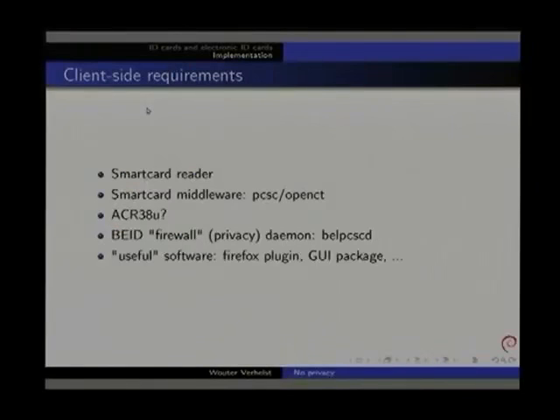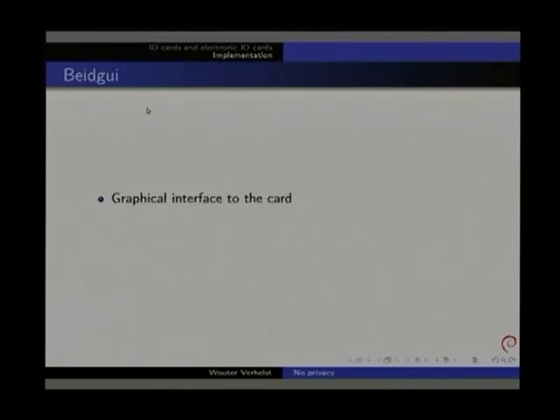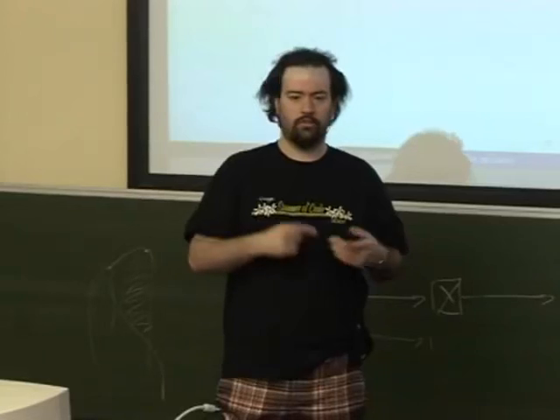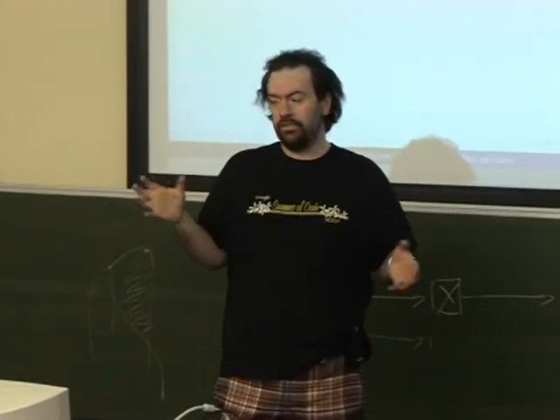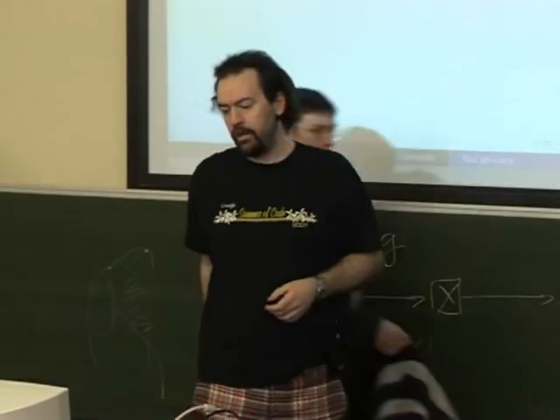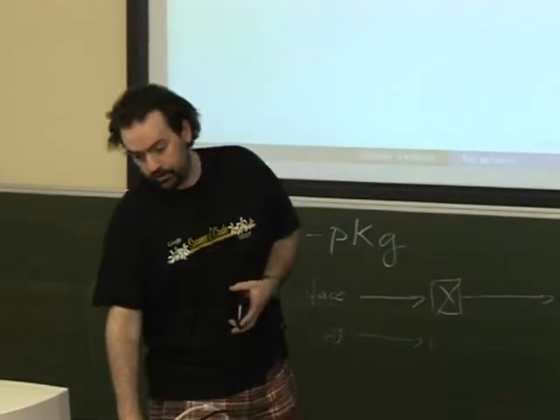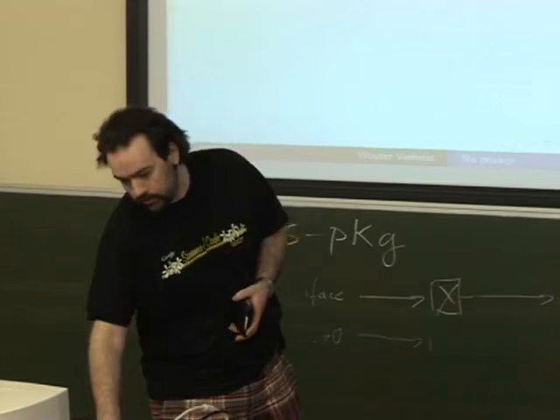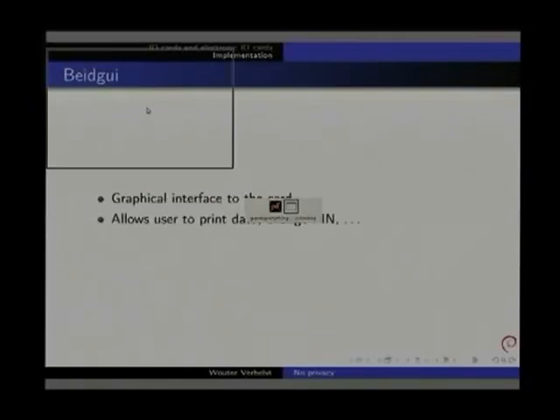Anyway, and then of course there's some useful software. There's a Firefox plugin. There's a GUI package to read the cards and print out the data on there and everything. So BID GUI, I'll give a demo in a few seconds. This is a graphical interface to the card, which allows you to read the data on the card and show it to users. And you can print the data. You can also change your pin there. So, I'm too fast. I'll just give you the demo now.